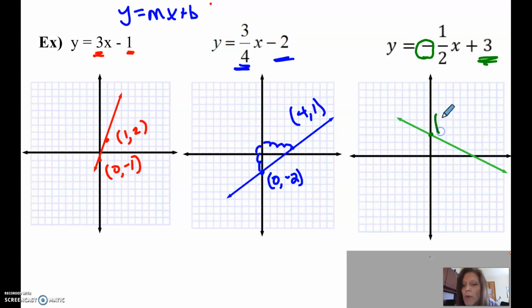So I would have the point (0, 3), and then if I go down 1 and over 2, I would be at (2, 2), and I could keep going from there. Let me know if you have any questions.